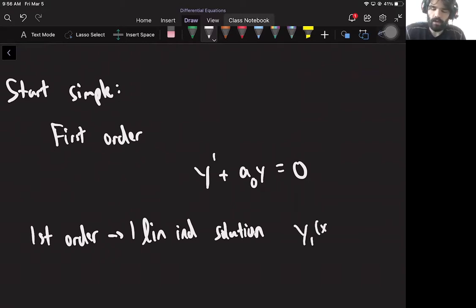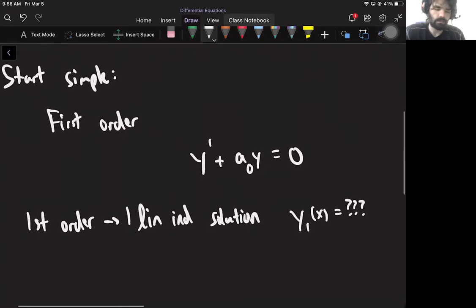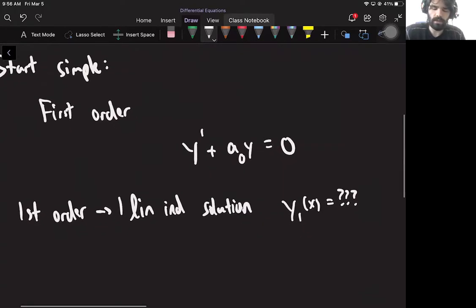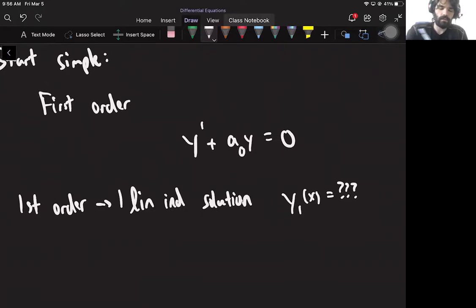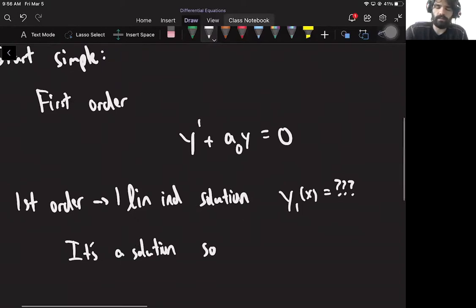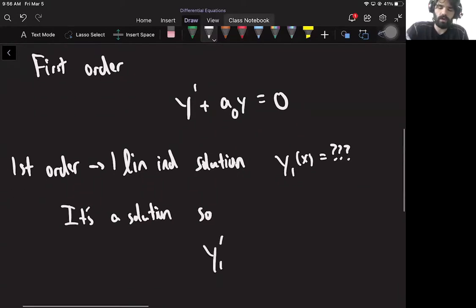I'm going to call it y1 of x. I don't know what it is yet, but I know it's a solution, so it has to exist. If I plug it in, y1 prime plus a0 y1, then I will get 0.